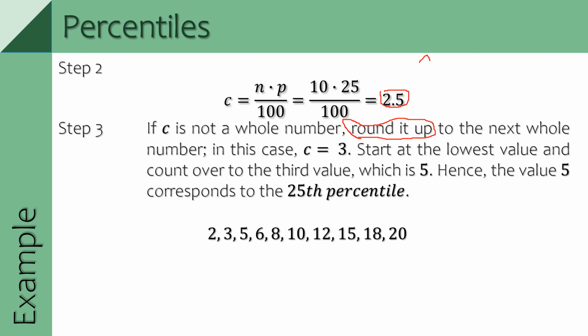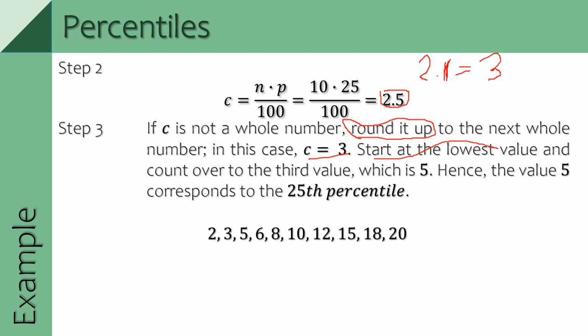What if 2.1? Okay, 2.1. Pag sinabi round it up, basta may decimal place siya na higher than 0 or 1 pataas, i-round off natin siya sa 3. So in this case, we have 2.5, round it up to the next whole number. So we have 3. So starting to the lowest value and count over the third value, which is 5. Hence, the value 5 corresponds to 25th percentiles.